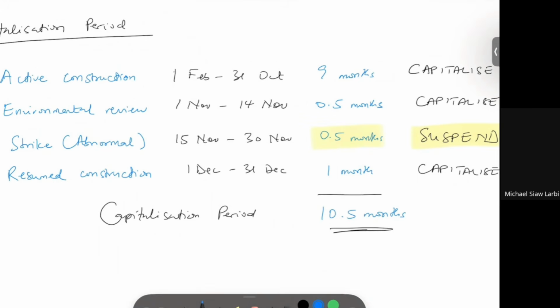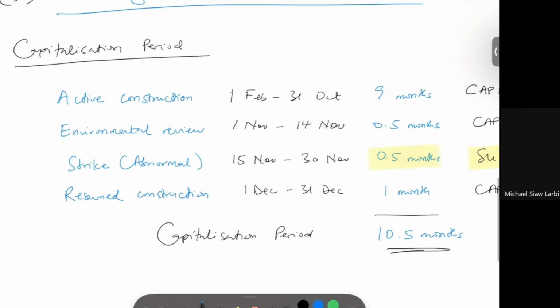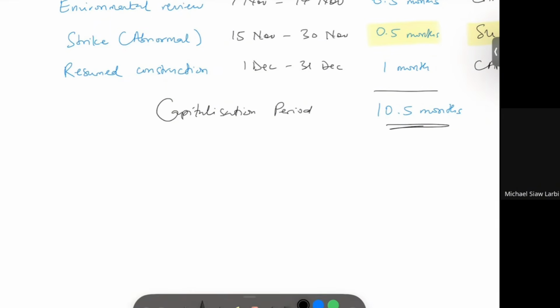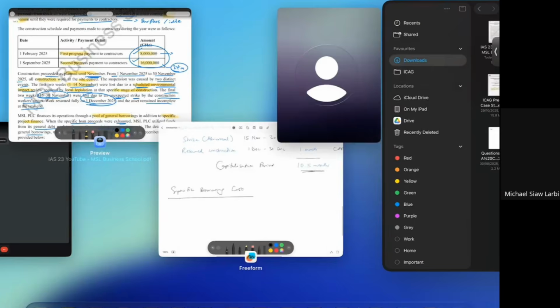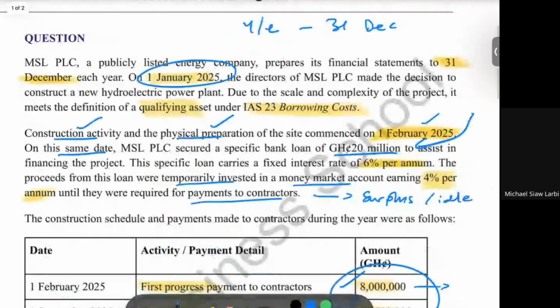Let's now go and look at the specific borrowing calculation. Then we'll go and do the general one. So let's now look at the specific borrowing cost. So if you check, we took a loan of 20 million to assist with construction. I remember they said anytime money was not being used, we went to invest it and we earned 4% on that. So let's find the gross interest for the capitalization period, which is 10.5 months.